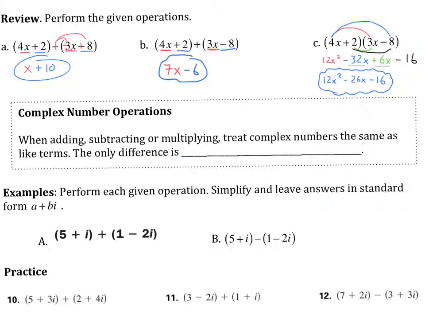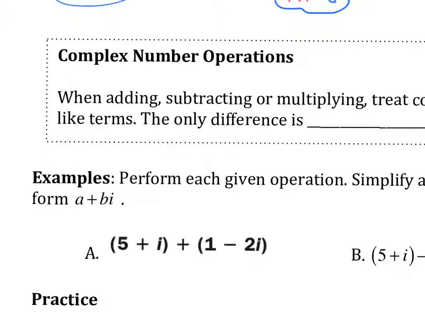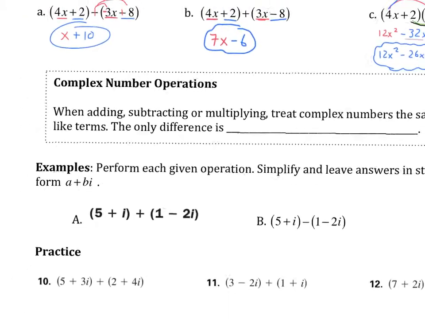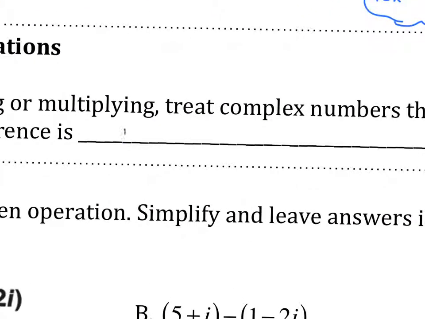We're going to take exactly what we just did with polynomials, but we're going to apply it to complex numbers. Turns out the rules are virtually the same. So when adding, subtracting, or multiplying, we're going to treat complex numbers the same as like terms, like we did with polynomials. The only difference is this. Sometimes we're going to get an i squared, so we have to simplify it to negative 1.